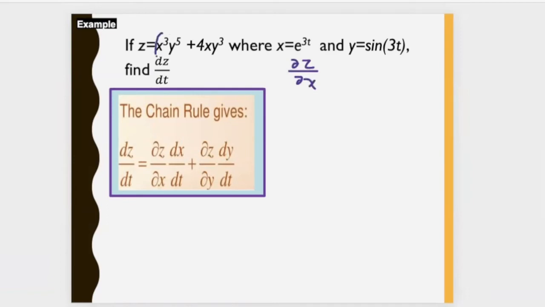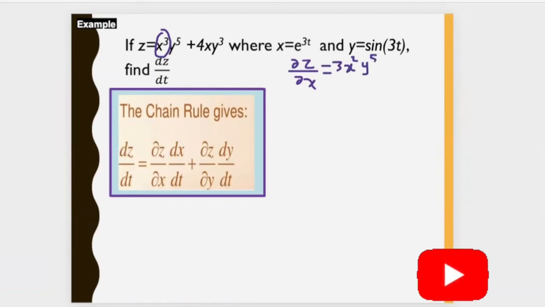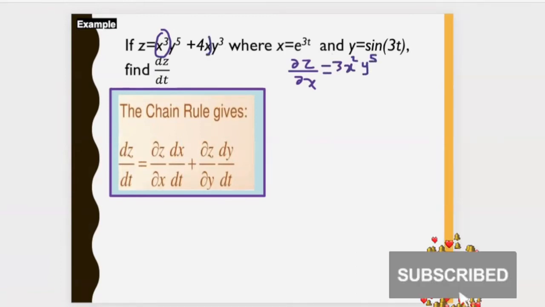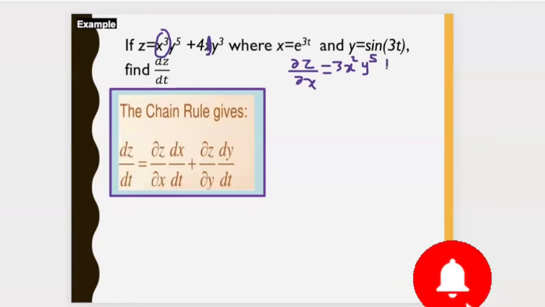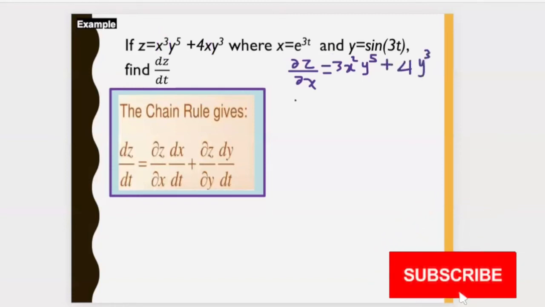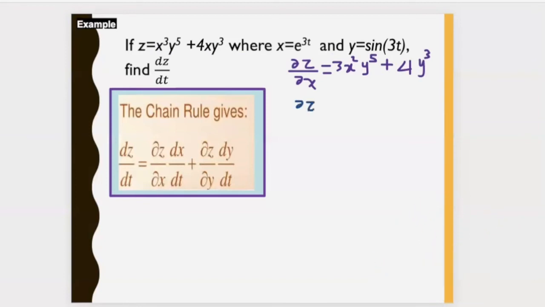So it means I differentiate x cubed to get 3x squared. So I have 3x squared here. Rewrite my y to the 5th. And then I differentiate x, it disappears. So I'll just have plus 4y cubed. The next part, I'll find the partial derivative of z with respect to y.